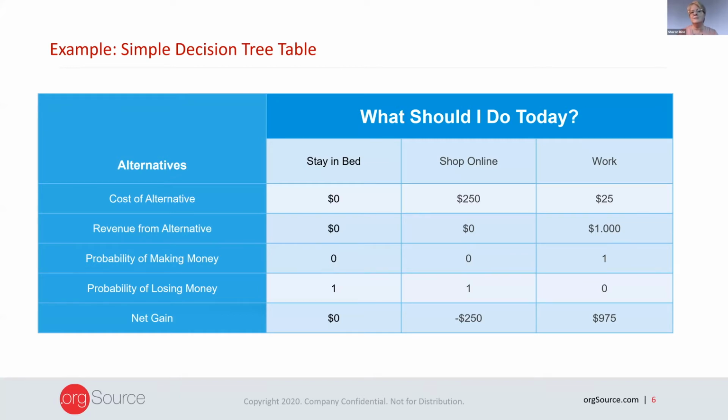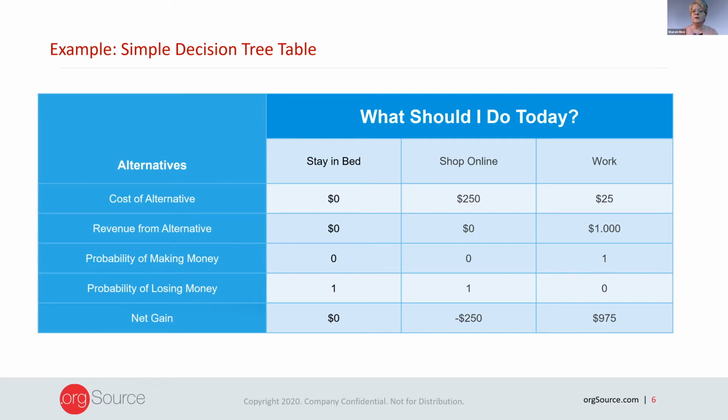In this example, we're going to start with the cost of the alternative. It really costs me nothing to stay in bed. If I stay in bed, I'm not spending any money. We could talk about overhead costs, like my mortgage or whatnot, but I'm going to simplify that and say it's not going to cost me anything to stay in bed. If I shop online, let's say that I would spend generally about $250. So that's the cost of that activity. I have to spend money to be able to shop online.